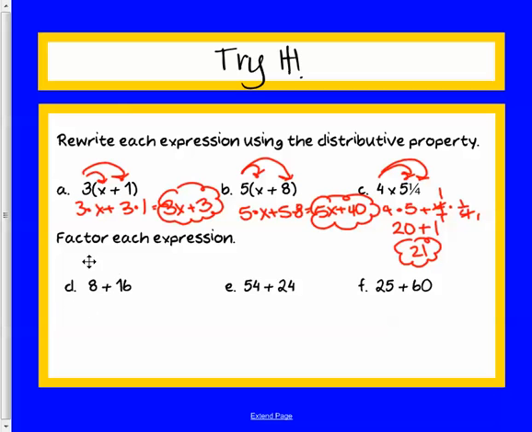Down here, we have to pull out the factors. The factors of 8 are 1 and 8, 2 and 4. For 16, it's 1 and 16, 2 and 8, and I can stop because I found that 8 is the biggest. 8 times 1 gives me 8, and 8 times 2 gives me 16. So I add 1 plus 2 inside because 8 times 1 is 8, and 8 times 2 is 16.